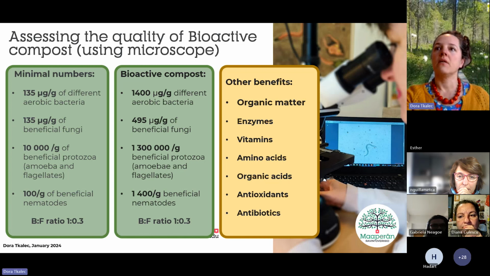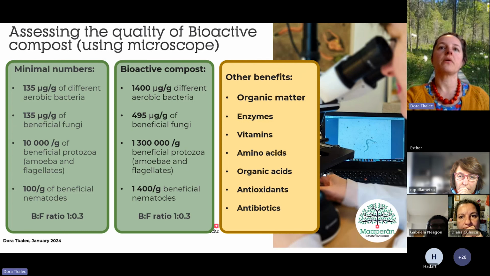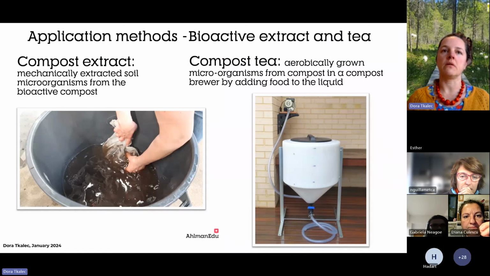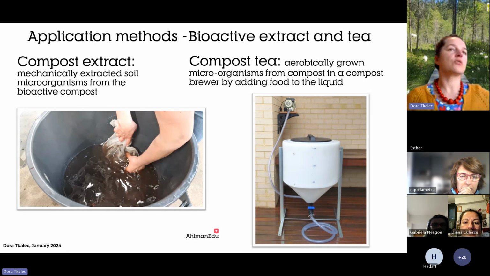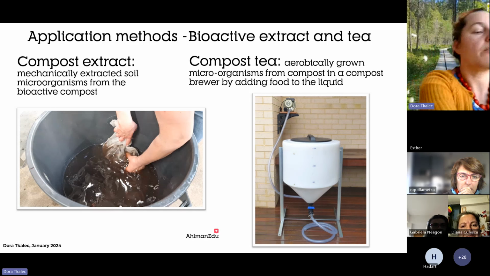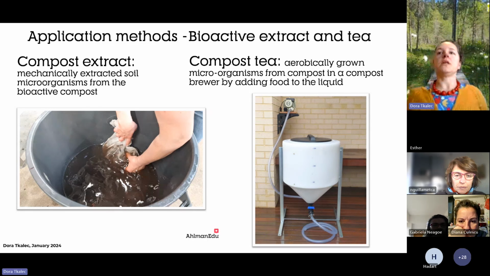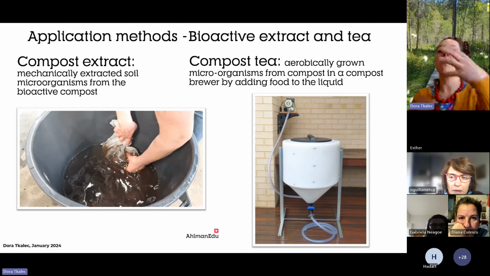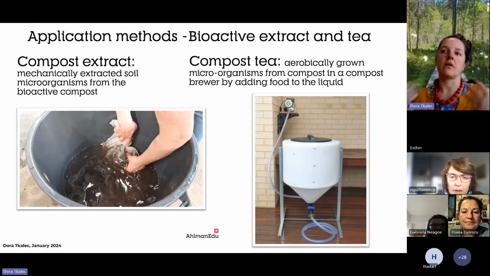We can use the compost as it is, but we are also adding compost in a form of compost extract or compost tea. So compost extract is basically mechanically extracted microorganisms from the compost, and the compost tea is something different. It is aerobically grown microorganisms from the compost in a tea brewer by adding food to the liquid and of course air.